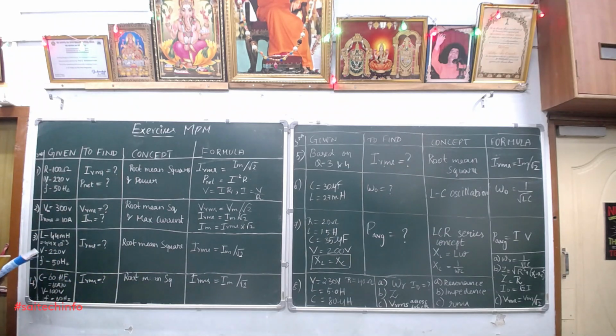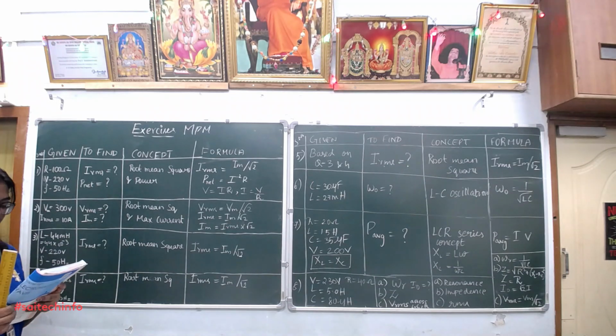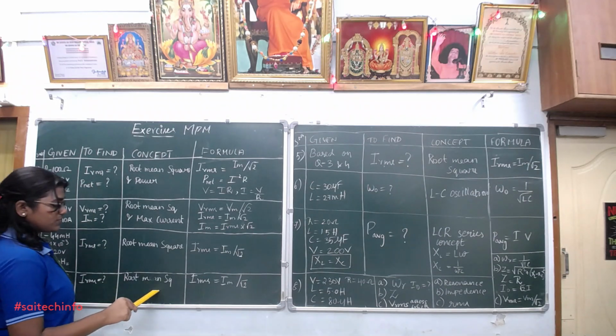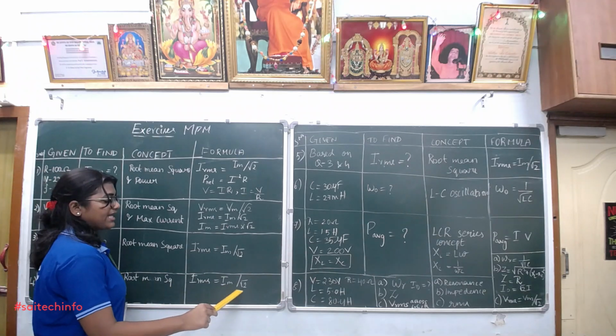Fourth question: a 60 microfarad capacitor is connected to a 110 volt, 60 hertz AC supply. Determine the RMS value of the current in the circuit. They asked the same as the third question, but here they have given the capacitance, that is 60 microfarad, which is nothing but 10 to the power minus 6. Voltage is 110 volts and frequency is 60 hertz. Here they asked us to find the I RMS value, that is the root mean square concept, and I RMS is equal to I M by root 2.